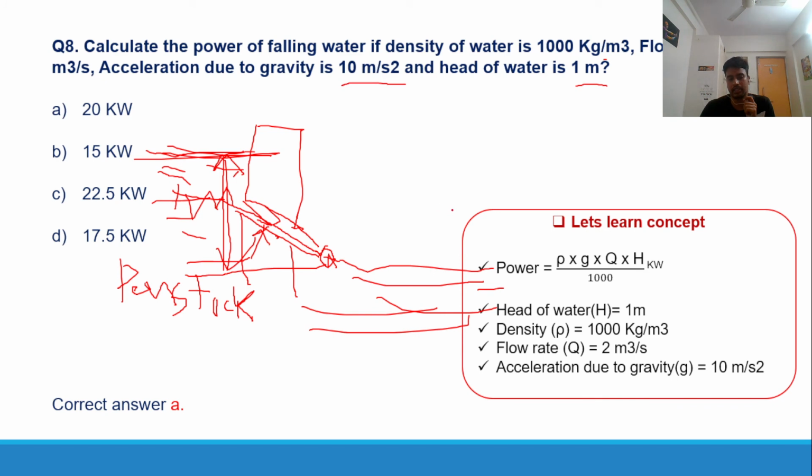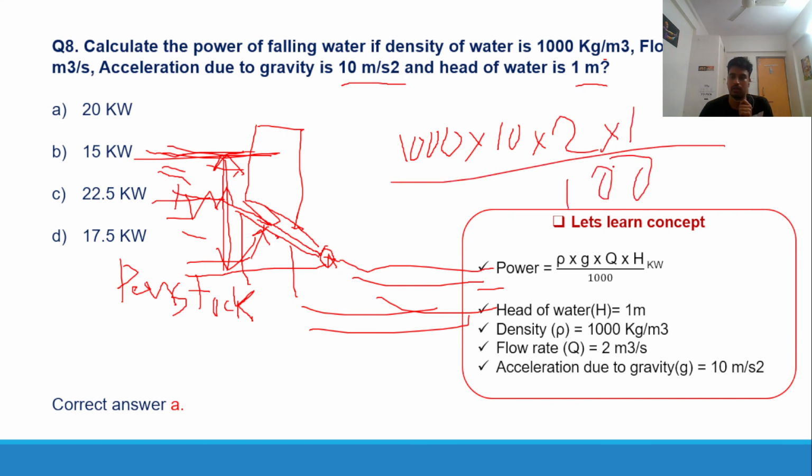So how much electricity is produced? We use this formula: rho g Q h upon 1000. So rho is 1000 kg per meter cube, g is 10, Q is 2 meter cube per second, h is the head of water, 1 meter, and we divide it by 1000 to get the value in kilowatt. So 1000 into g is 10, Q is 2, head is 1, by 1000. The 1000 is cancelled. We need 10 into 2 into 1, which is 20. So how much power is generated? 20 kilowatts. So only a 1 meter head of water flowing with a flow rate of 2 meter cube per second can generate 20 kilowatt of power.